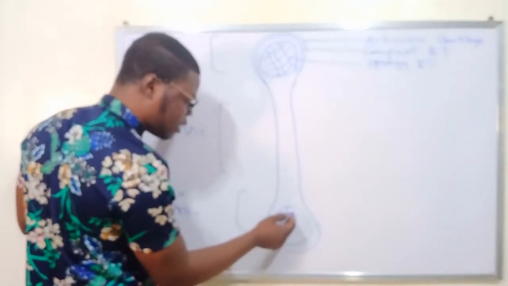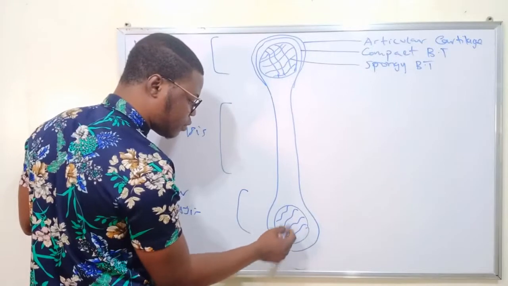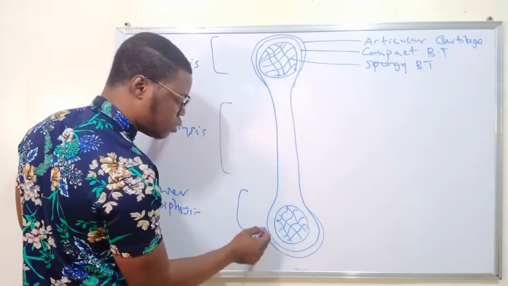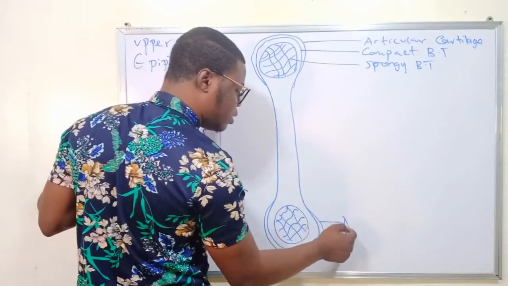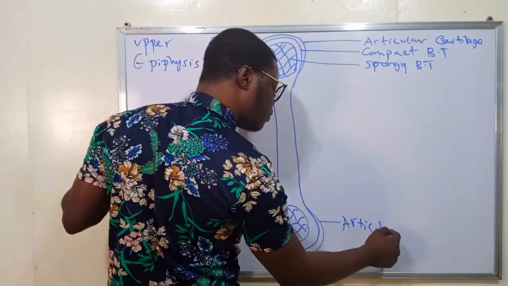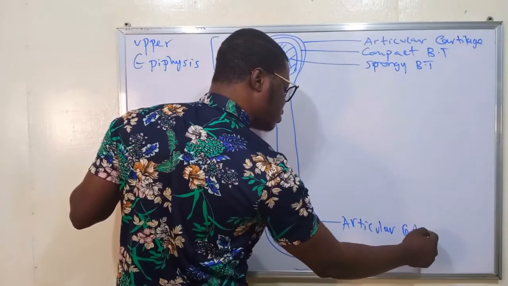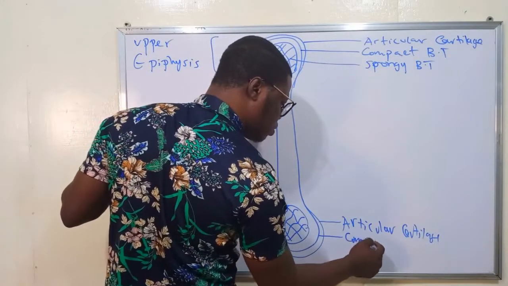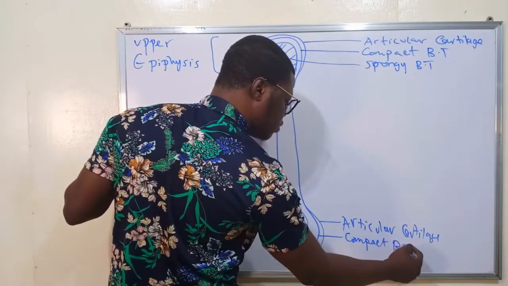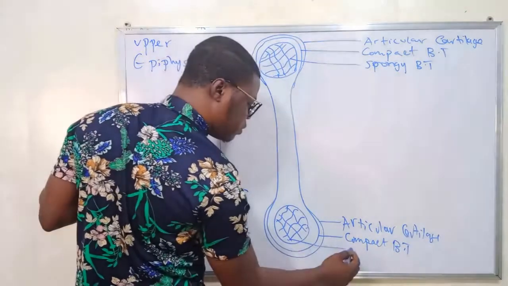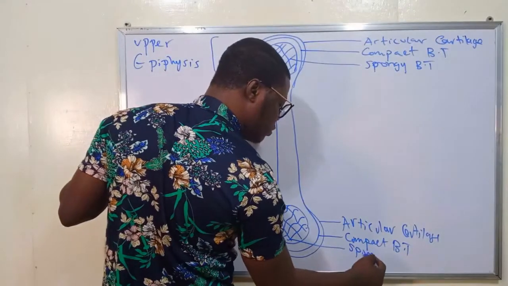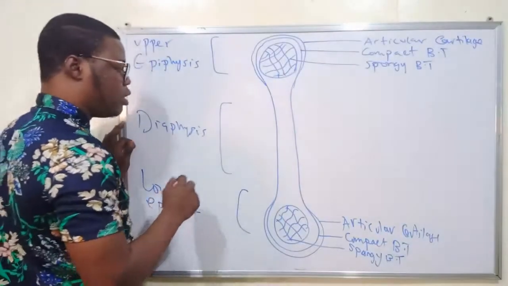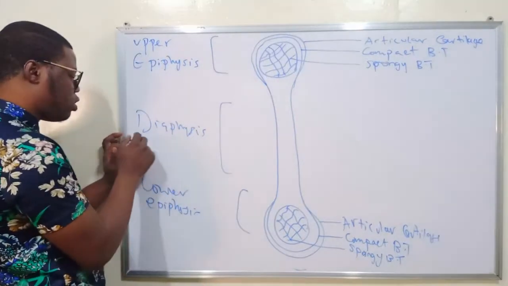So we said the same thing goes to the other side, which is the lower epiphysis. So articular cartilage, compact bone tissue, and then spongy bone tissue. The spongy can also be called cancellous. So spongy bone tissue.